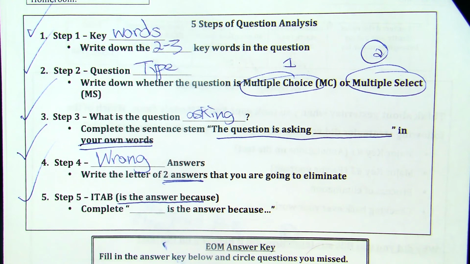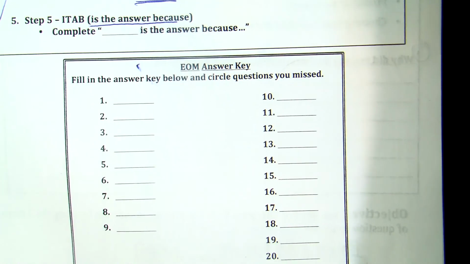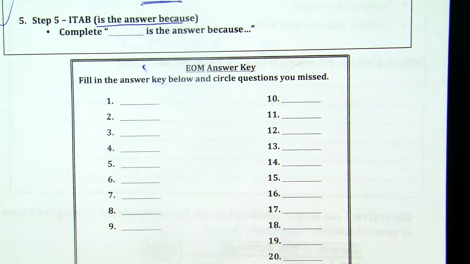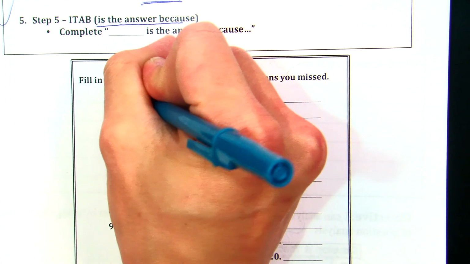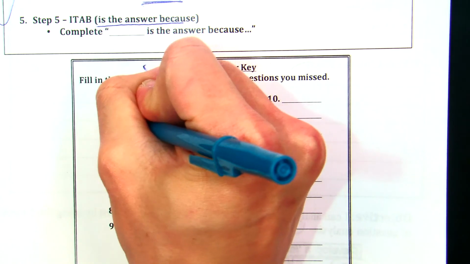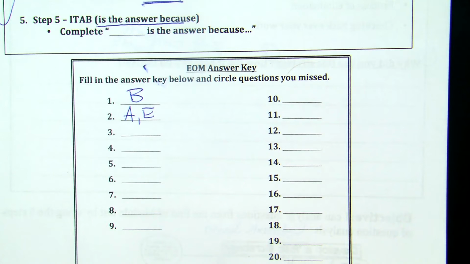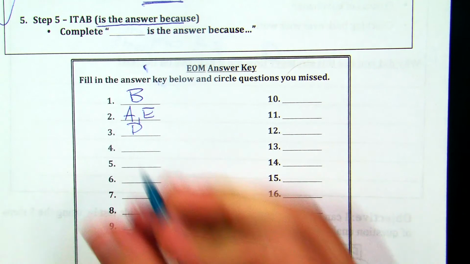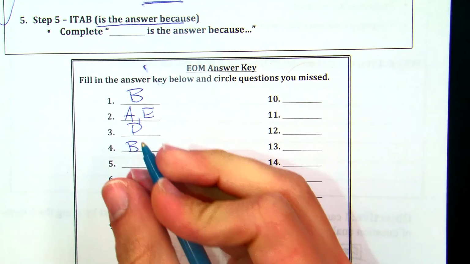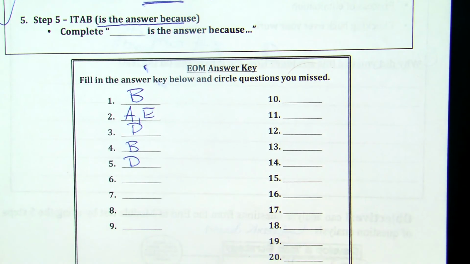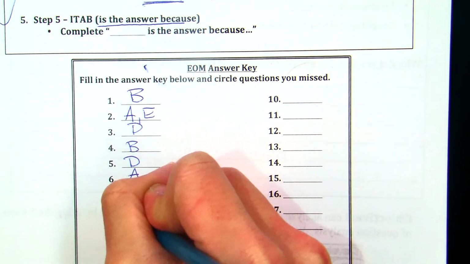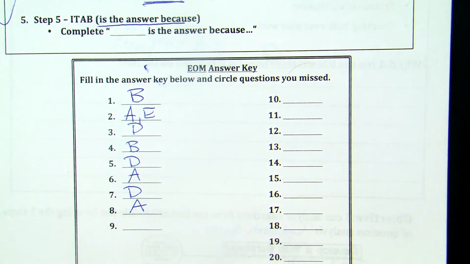All right, so right now, let's go ahead and go down here, and I'm going to fill in the answer key for the end of module test. As I fill in what the answers actually were to yesterday's test, I want you to be filling it in on your own sheet of paper as well. Number 1 was B. Number 2 was a multiple select, so it was A and E. Number 3 was D. Number 4 was B. Number 5 was D. Number 6 was A. Number 7 was D. Number 8 was A. Stay with me. Number 9 was D.